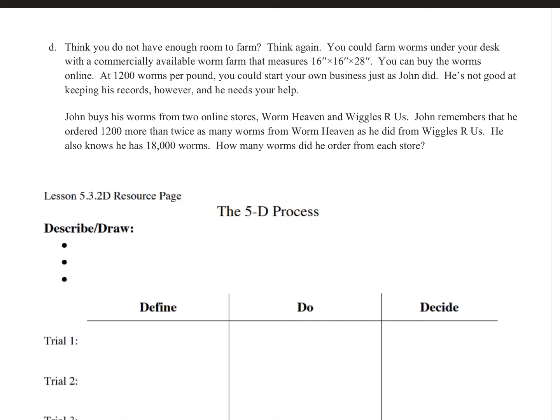Question D. Think you do not have enough room to farm? Think again. You could farm worms under your desk with a commercially available worm farm that measures 16 by 16 by 28 inches. You can buy the worms online. At 1,200 worms per pound, you could start your own business just as John did.